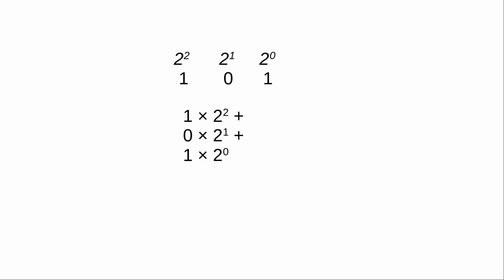In binary, the number 101 is 1 times 2 to the second plus 0 times 2 to the first plus 1 times 2 to the 0, which adds up to 5. I think you know where we're going with this, to the powers of 16. But there's something we have to consider first.